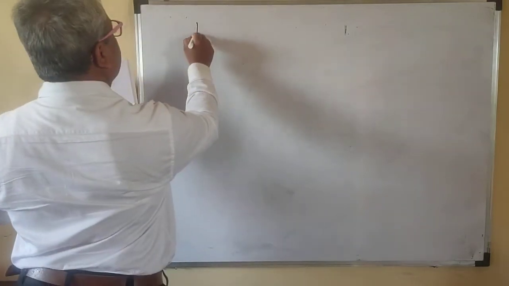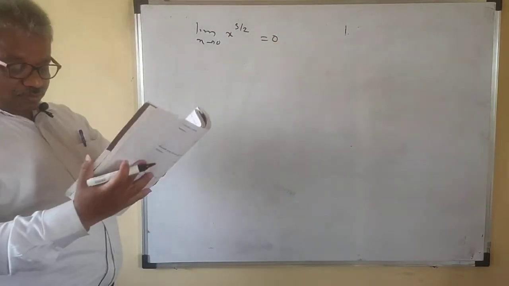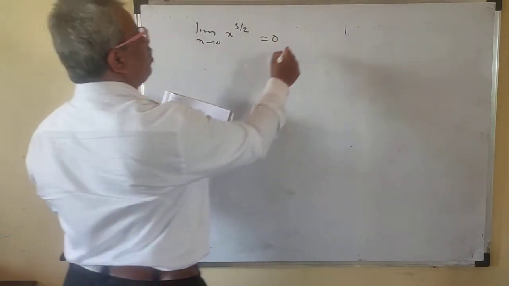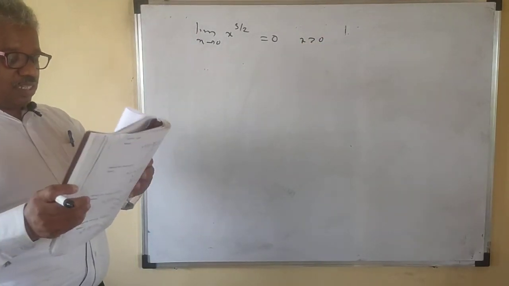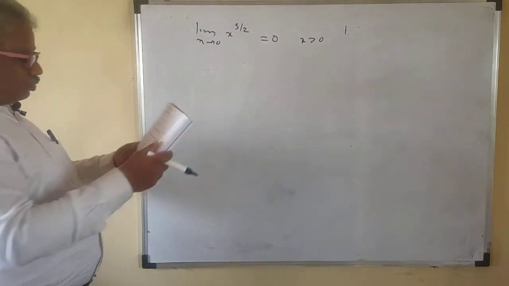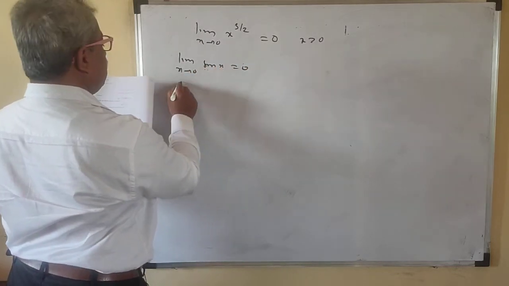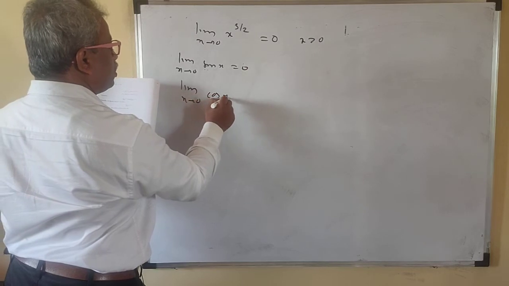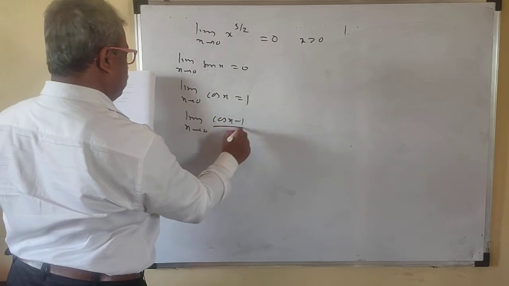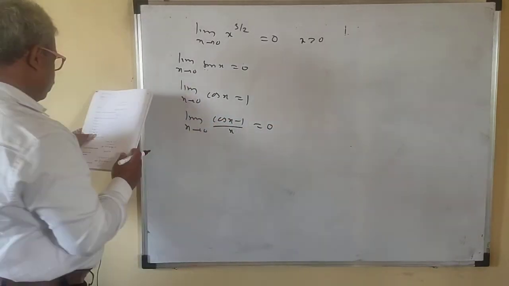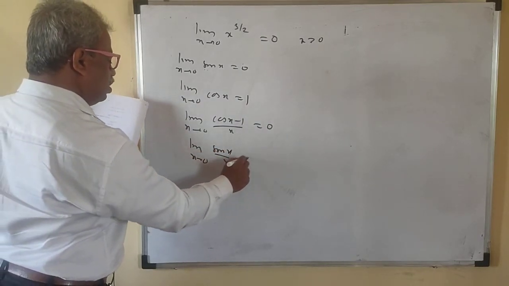So easily you can prove that limit x tends to 0, x to the power 3 by 2, is obviously 0 because the power is positive, and x is also greater than 0. If the base is positive, then this is 0. This is a power function, and we should remember this limit. Limit x tends to 0 of sin x is 0, limit x tends to 0 of cos x is 1, limit x tends to 0 of (cos x − 1) upon x is 0, and limit x tends to 0 of sin x upon x, we have just seen, is 1.